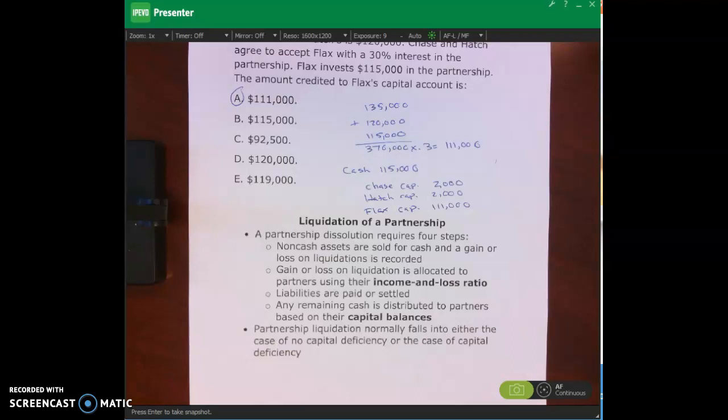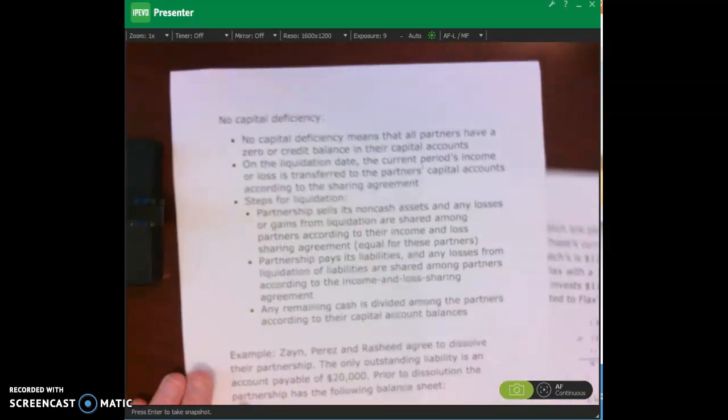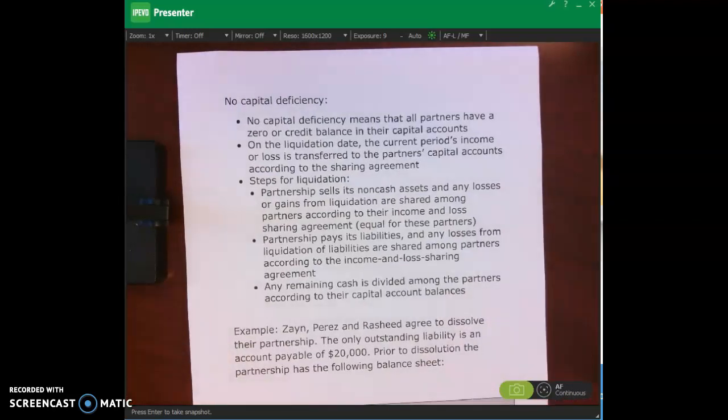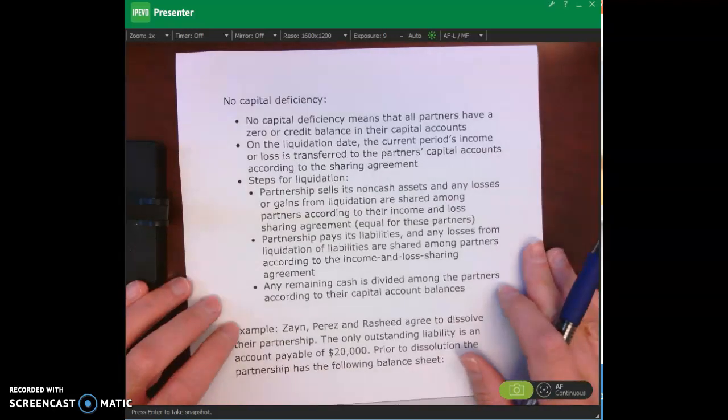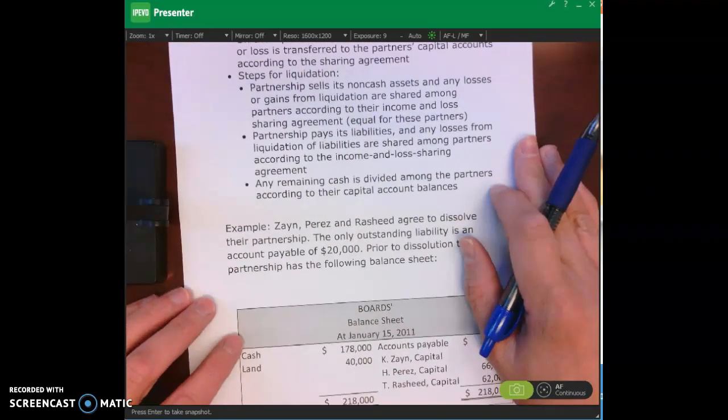We have a couple different situations here for partnership liquidation. The first one is there's no capital deficiency, or we have a capital deficiency. When we talk about the first situation, no capital deficiency, that means all the partners have a zero or credit balance in their capital account. So let's look at our example.